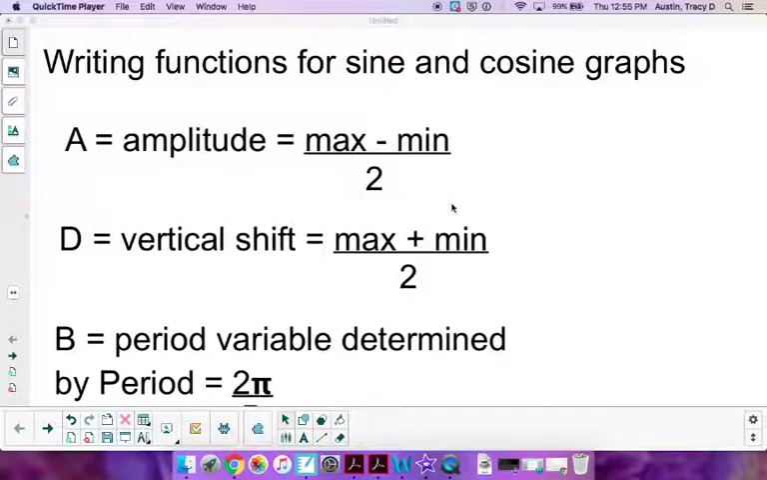All right, so A, your amplitude. Remember, that's how far the graph is stretched. And you take your max and min y values, subtract them, and divide by 2. Remember, max and min are always your y values. Okay, your vertical shift, how far up or down the graph has been moved. And you get that by adding your max and min y values and dividing by 2.